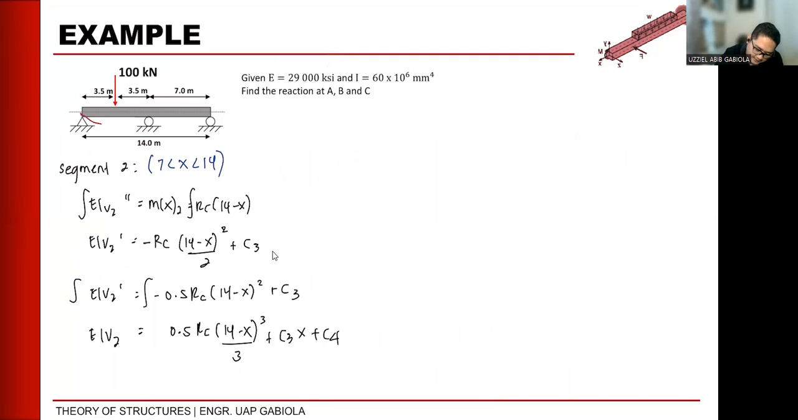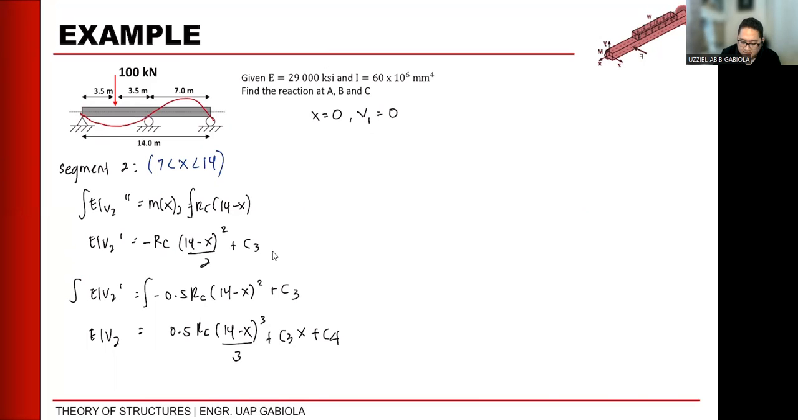This is our elastic curve. Okay? From here we will base our compatibility equations. What compatibility equations will we get? The first, from point A, our first reaction: we know that at x is equals to 0, our displacement at that location is equal to 0. But which segment covers it? Segment 1. So v1 here is equals to 0.